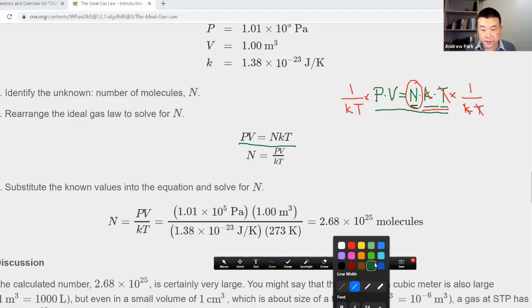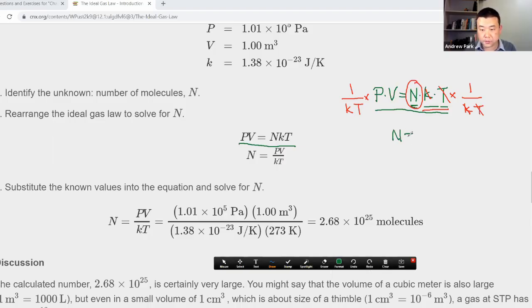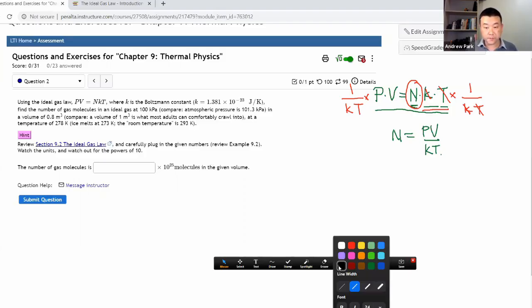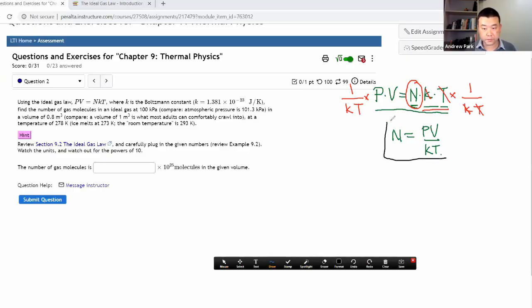Let me write that down here. N is equal to, and on the left-hand side, which I'll write on the right, I have P times V divided by k times T. So P times V divided by k times T. And that's what you see here. So I could have just copied it, but I did the derivation. So, all right, let me switch my tab over. All I need to do here is plug in the numbers into this formula, which was worked out in the example.